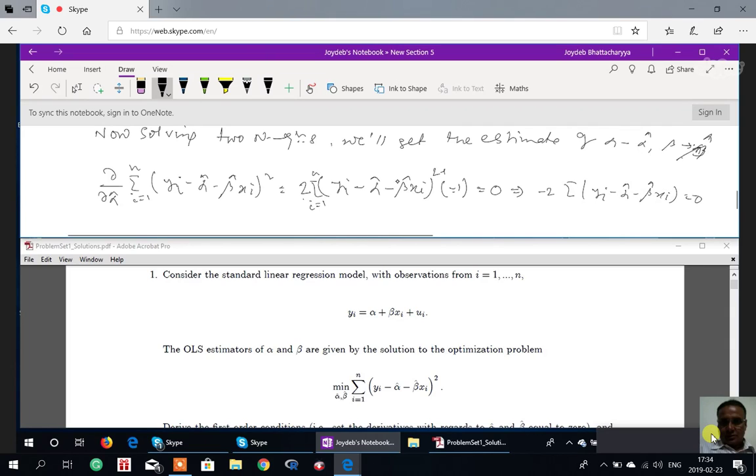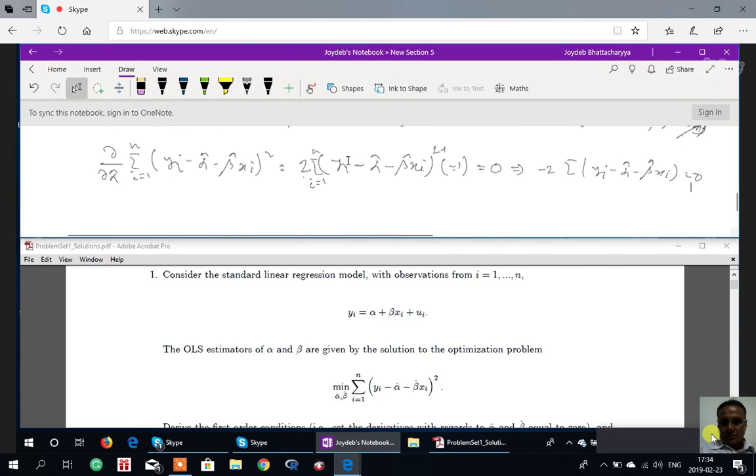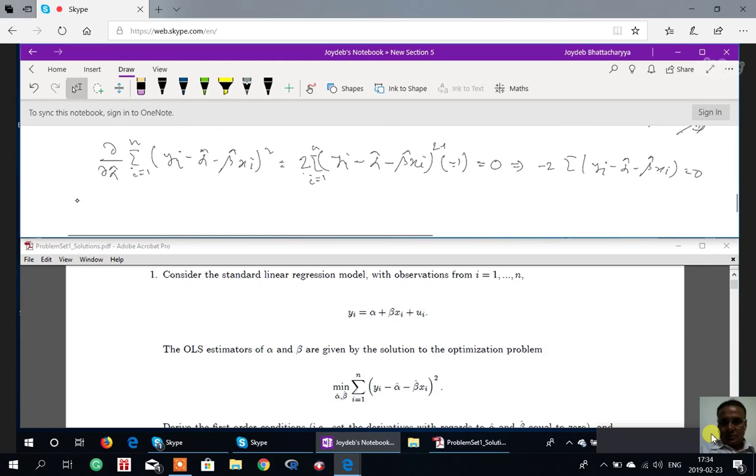This is 0, since your minus 2 is not equal to 0, therefore the summation of this expression is 0. This one is equal to 0, and if you open it up, it will be summation yi is equal to summation alpha hat plus beta hat summation xi.